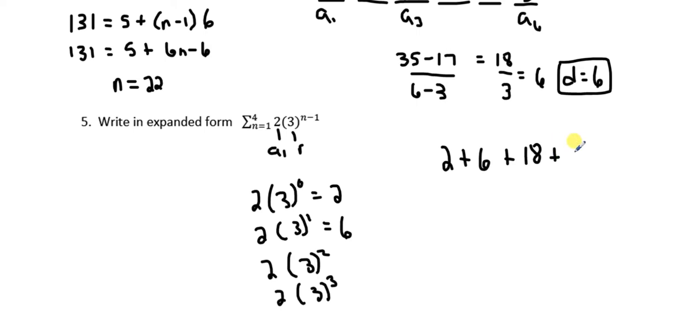plus 54. It doesn't say evaluate. If it said evaluate, you'd just add this all up. You'd be at 60, 78, 80. But just writing it out, this is what this sigma N equals 1 to 4 means. It means add these 4 numbers together.